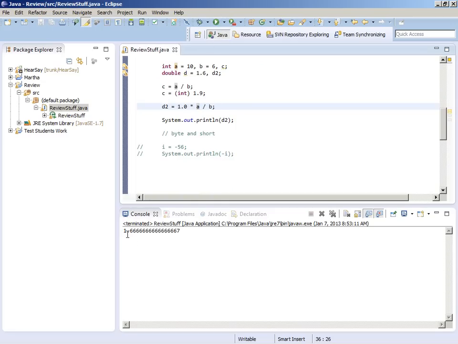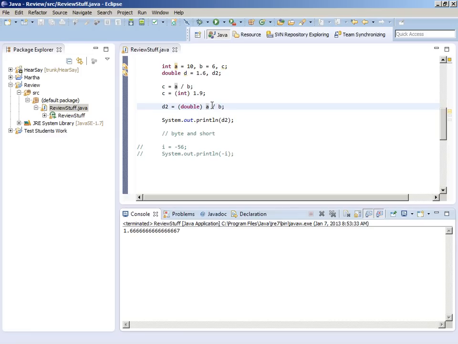Let's prove what happened here. So 10 divided by 6 in double, and we have this result. Probably multiplying by 1.0 is not the best way of promoting an int to a double, because we have this handy cast operator. A cast operator has a very high precedence, so it will happen before the divide. It grabs onto what's on its right, and it will upcast the a to a double, and then do the divide, and we get the division done in double, the result in double.